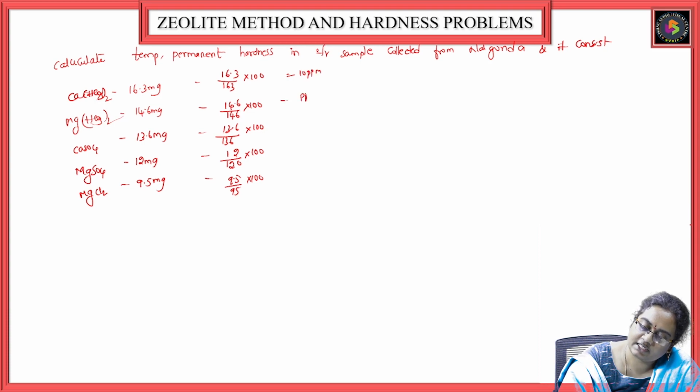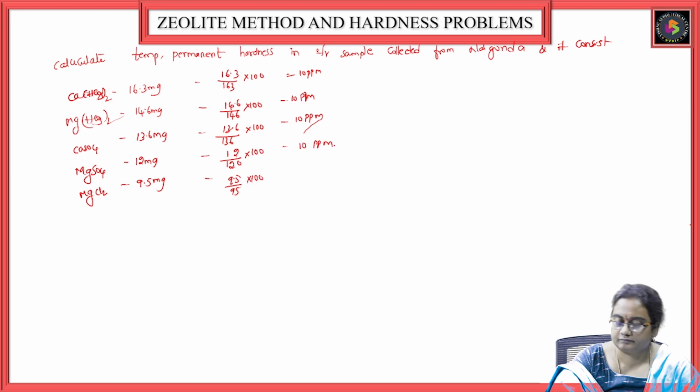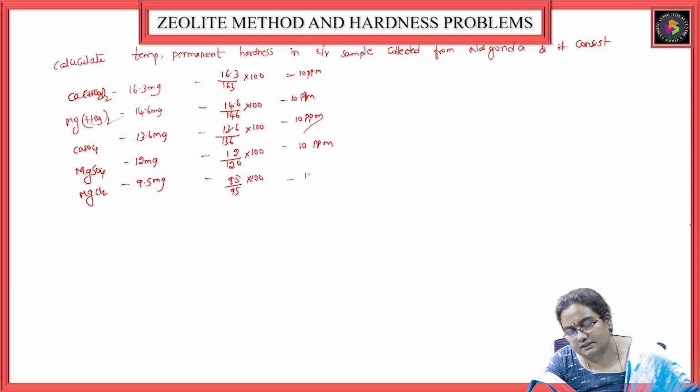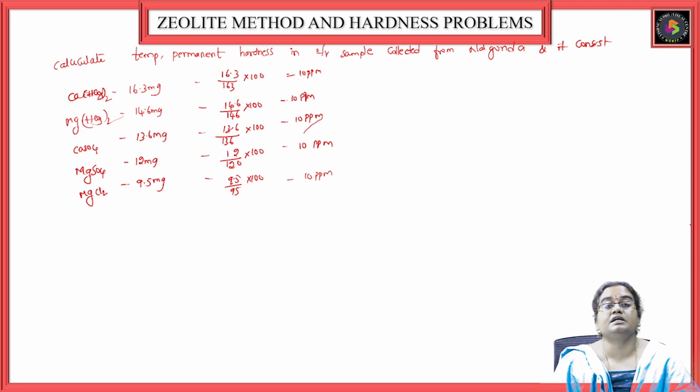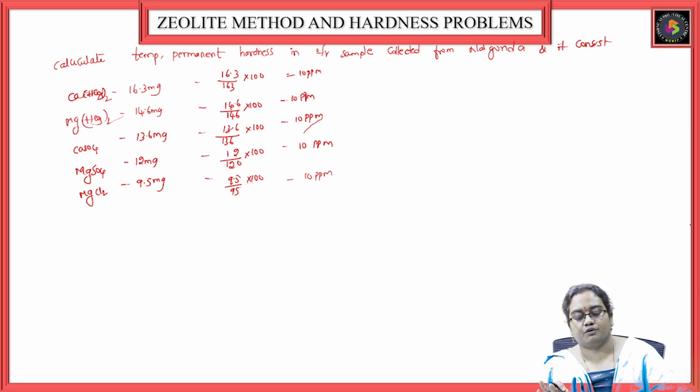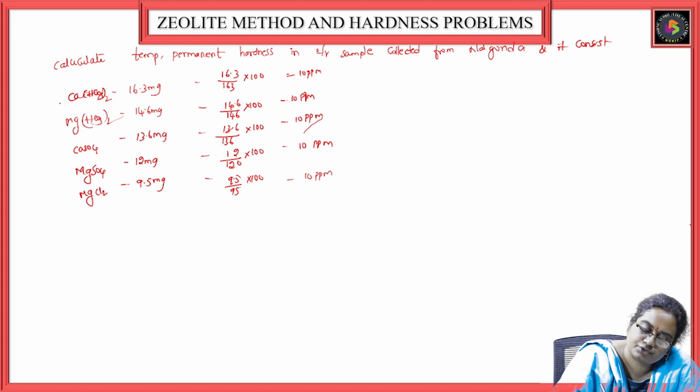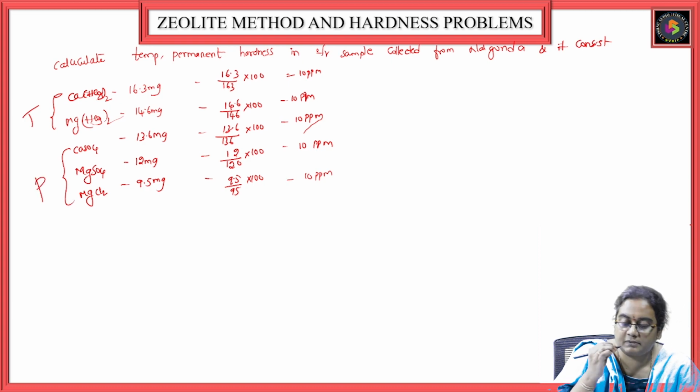This is also 10 ppm. This one also 10 ppm. Next, this is also 10 ppm. Next, 10 ppm. All are 10 only. Okay. And before calculating here, we need to check whether each and every salt is responsible for your hardness or not. So these two are responsible for your temporary hardness and these three are responsible for your permanent hardness.